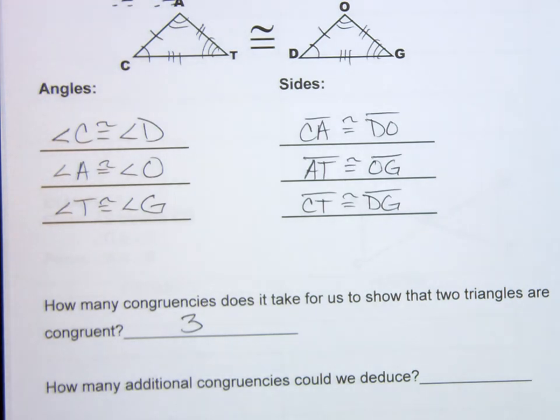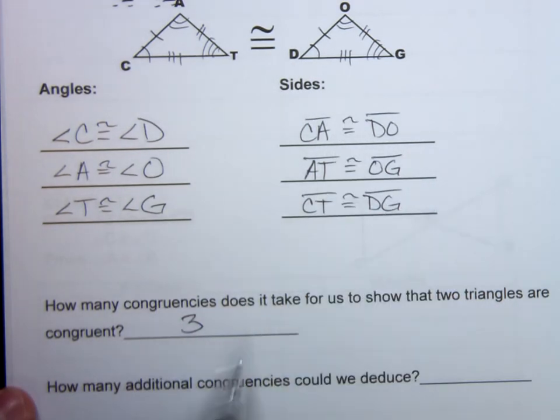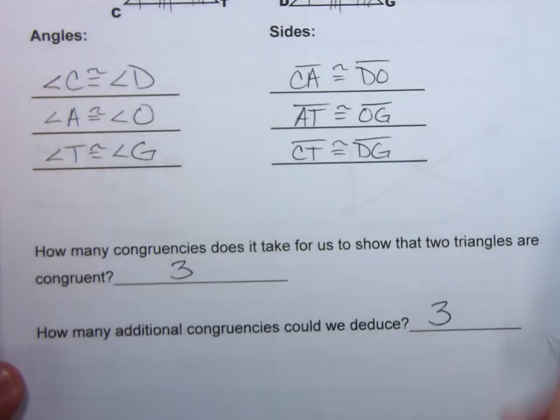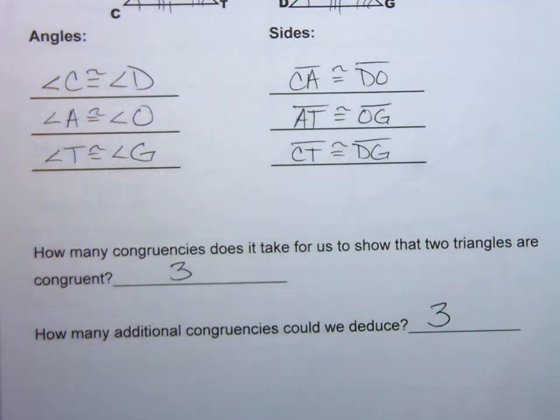So then how many additional congruencies could we deduce? So if I have 3 pairs of congruent sides and I say the triangles are congruent, there's still some other things that we hadn't known were congruent previously that we now know are congruent. Because in 2 congruent triangles, there are 6 congruencies. So if we only use 3 to show that a triangle is congruent, there are 3 more that have to be true once we know the triangles are congruent. So we're going to use that in some proofs.